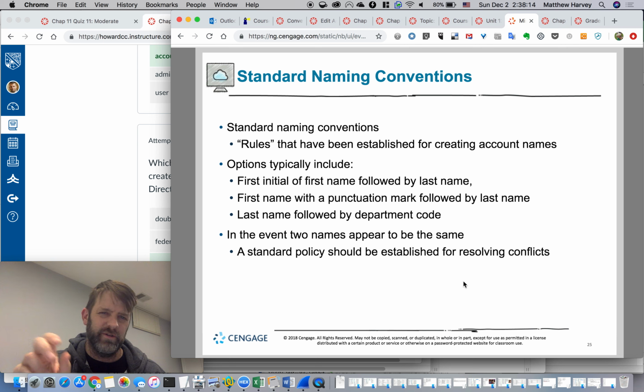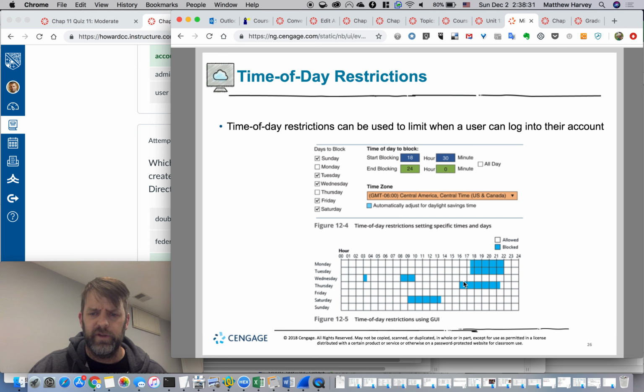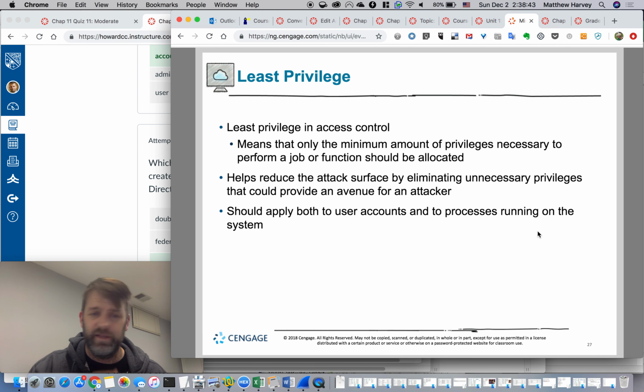That makes it a lot harder for someone outside to guess your username, right? So if someone knows I'm Matthew Harvey, then they may guess, oh, his user account is going to be M. Harvey, and try to log in using that username. But if it's M. Harvey 1234, they're not going to guess that. So it makes it a lot harder for someone to figure out how to even try to log into your account. And you can also create time of day restrictions. A lot of types of employees don't need access all the time, so you can restrict what time of day they can log in.